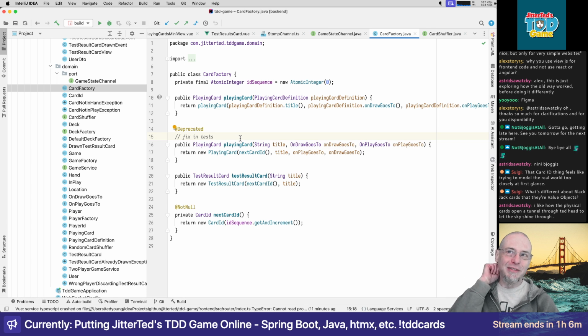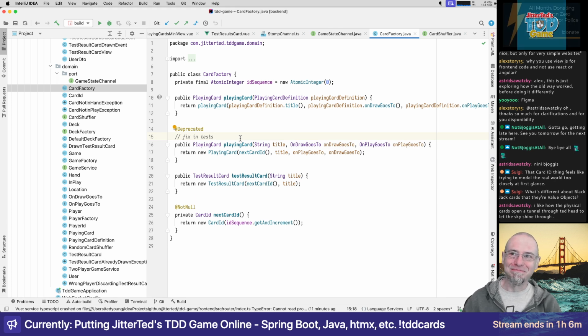So is it a value object? It's still a value object. I still look at it as a value object. The fact that it has an ID makes it not a value object. I think I still struggle with this particular case. So we'll see what happens.